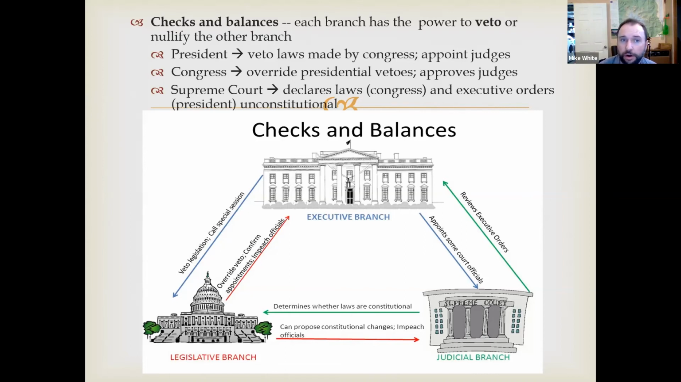So checks and balances are basically the term given to the idea that each branch has a certain power or authority over the other, right? So that one branch doesn't have more power than the other two. Ultimately, we think of the president as being supreme in power, but in reality, in the way our government is set up, it's not set up that way.